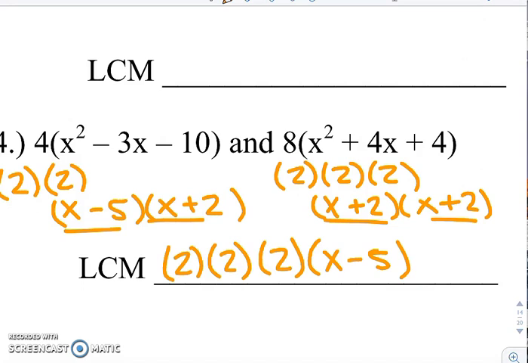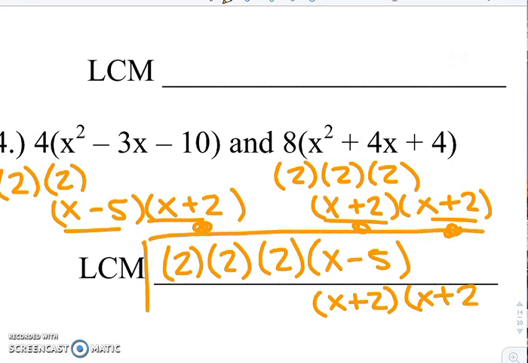But how many x plus 2's do I need? I see a total of 1, 2, 3. But the most that one of our expressions has is 2. So our common multiple, lowest common multiple, should have 2 of them.